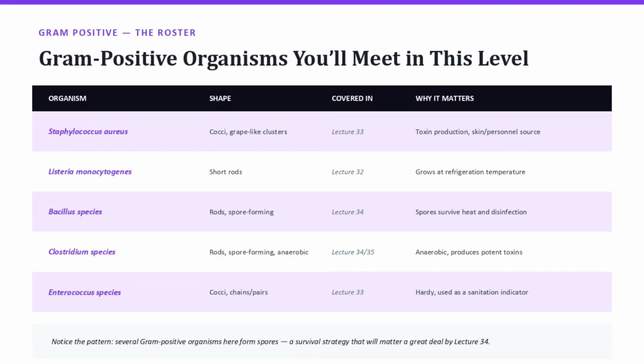They produce some of the most potent toxins in microbiology. And Enterococcus species, cocci in chains or pairs, covered in Lecture 33. They are notably hardy organisms, which is exactly why they get used as a sanitation indicator in some programs. Notice the pattern here. Several of these gram-positive organisms form spores. That is a survival strategy that is going to matter a great deal once we get to Lecture 34.